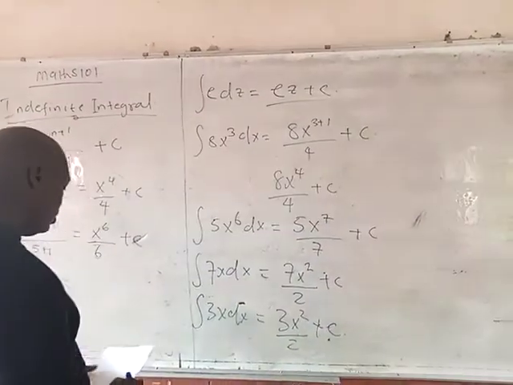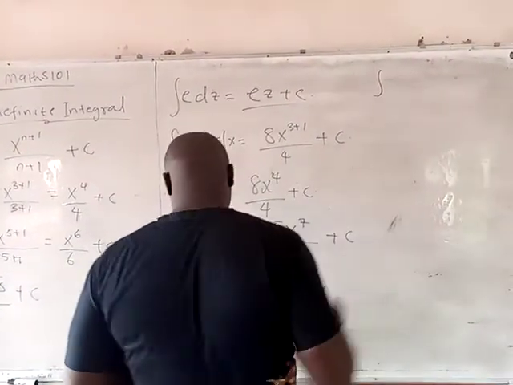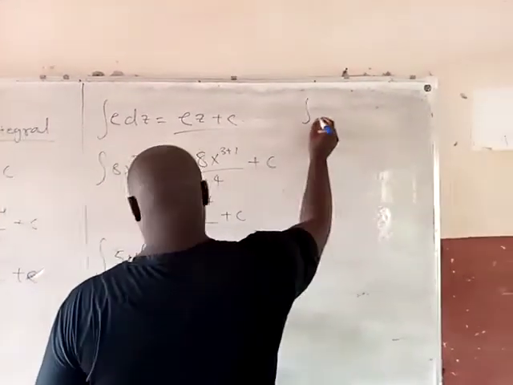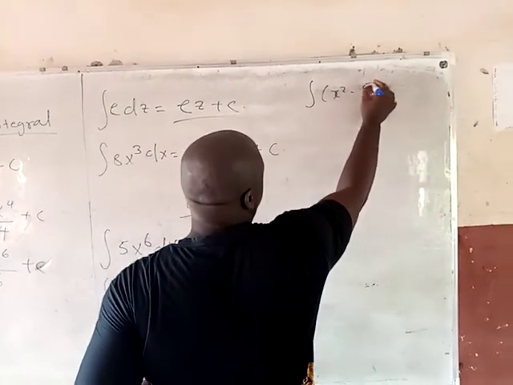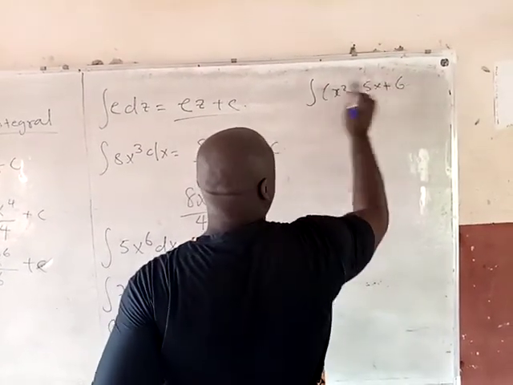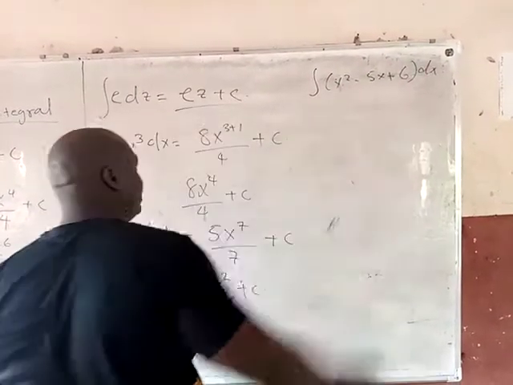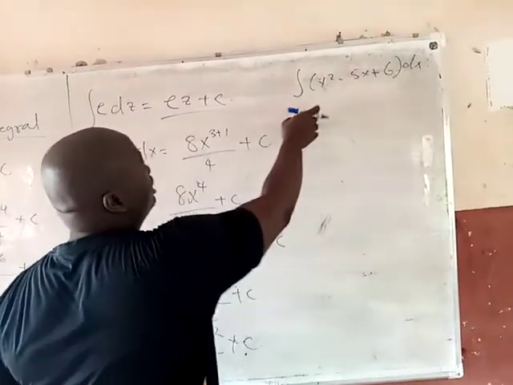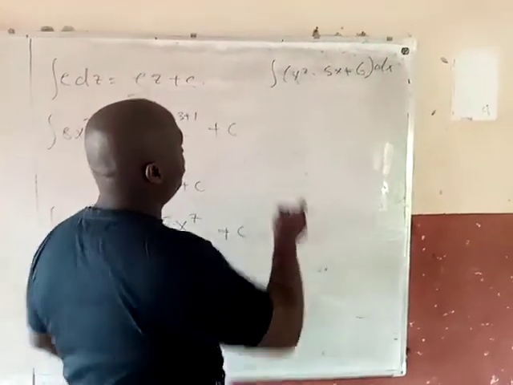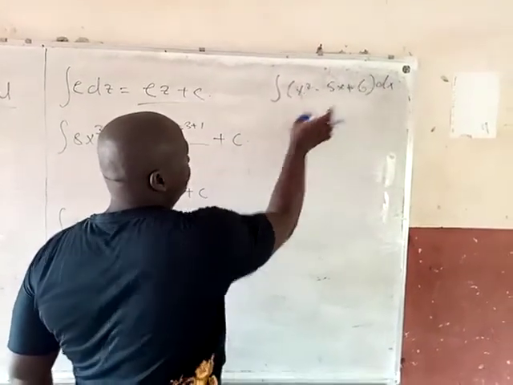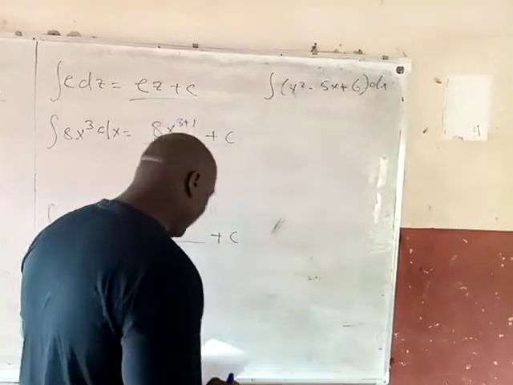C. But what if we have a polynomial? What if I have a polynomial and I give you x squared minus 5x plus 6 dx. So the antiderivative is what? What you're actually going to do is, this is integration involving polynomials. So what we will do here is that you integrate this, keep, you integrate this, keep, you integrate this, keep, and you put your constant c.